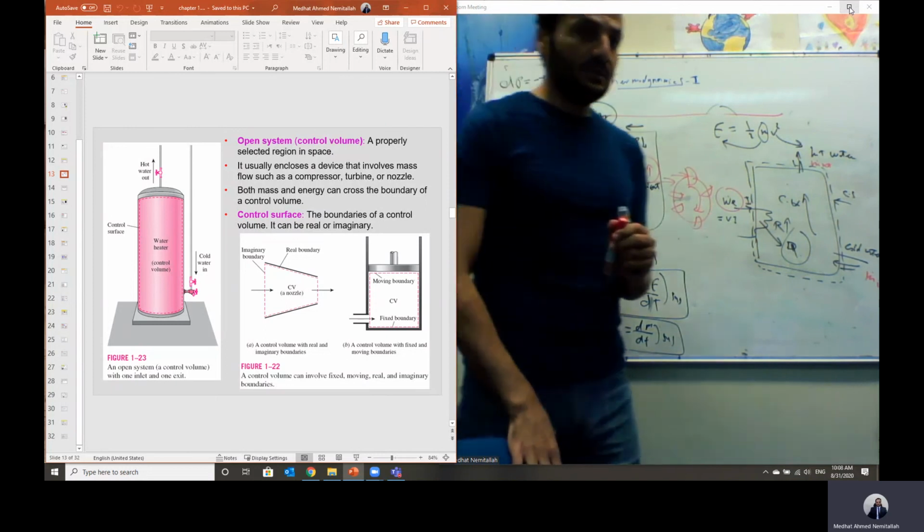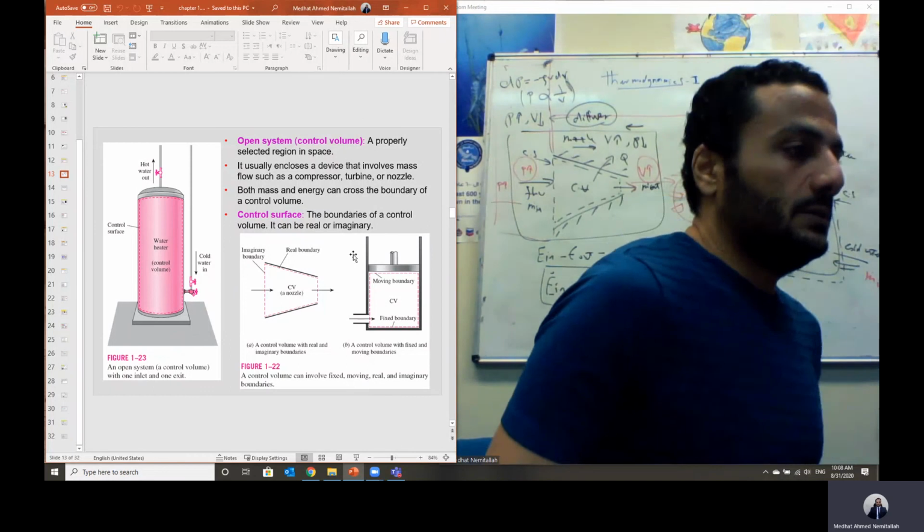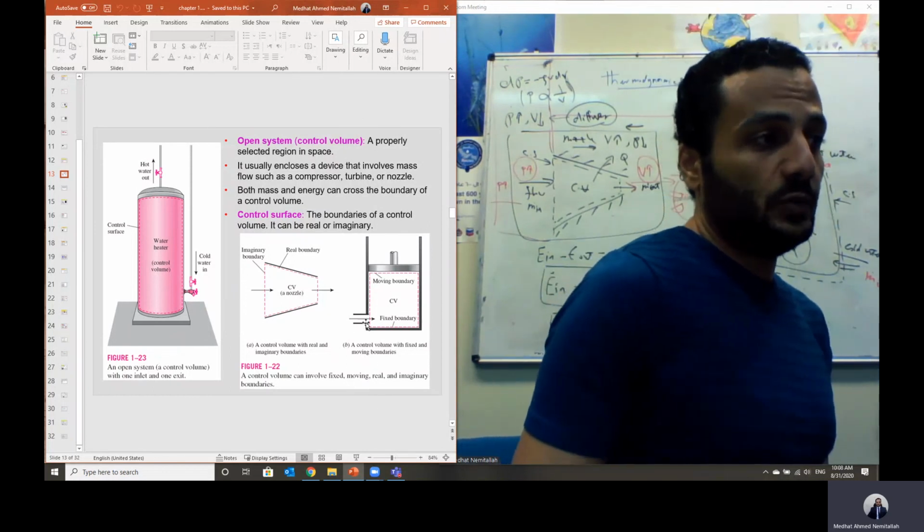And also another example of an open system is when you have a gas in a piston cylinder device, but we have an opening here.